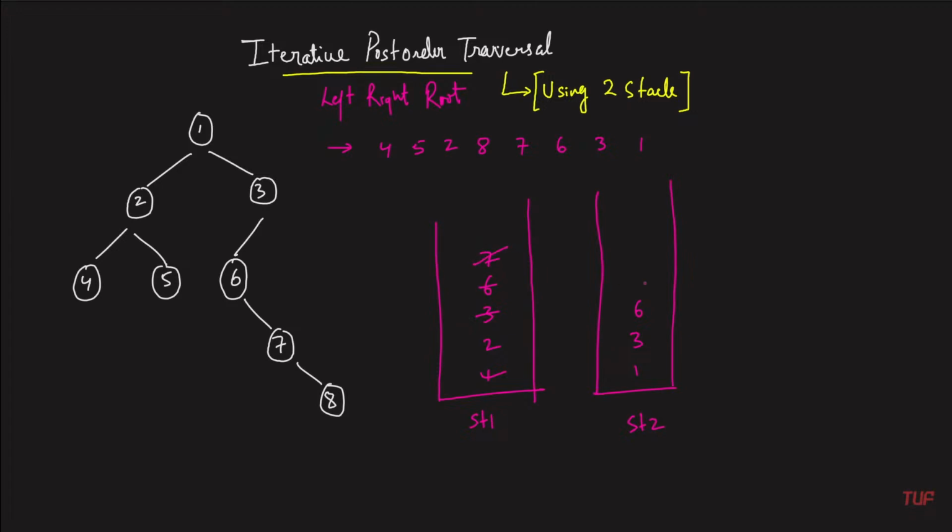When you come across, you get 7. So you'll take 7 and put that into your stack 2. Once you put that into your stack 2, for 7, does there exist a left? No. Does there exist a right? Yes. Take it and put that into your stack.